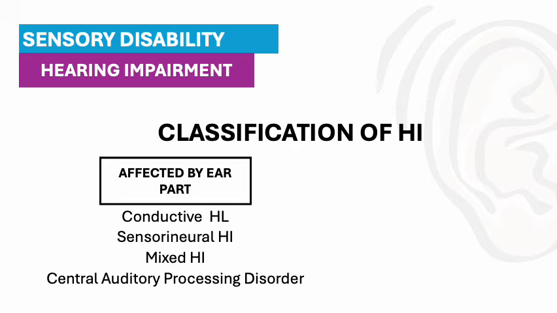Next, we have sensorineural hearing loss, which involves damage to the inner ear or cochlea, or auditory nerve. Causes can be genetic, viral infections, noise exposure, aging, or certain medications. This type is generally less reversible than conductive hearing loss. We have mixed hearing loss, which combines both conductive and sensorineural problems. And lastly, central hearing disorder, which arises from dysfunction in the central auditory nervous system, affecting how the brain processes sound.